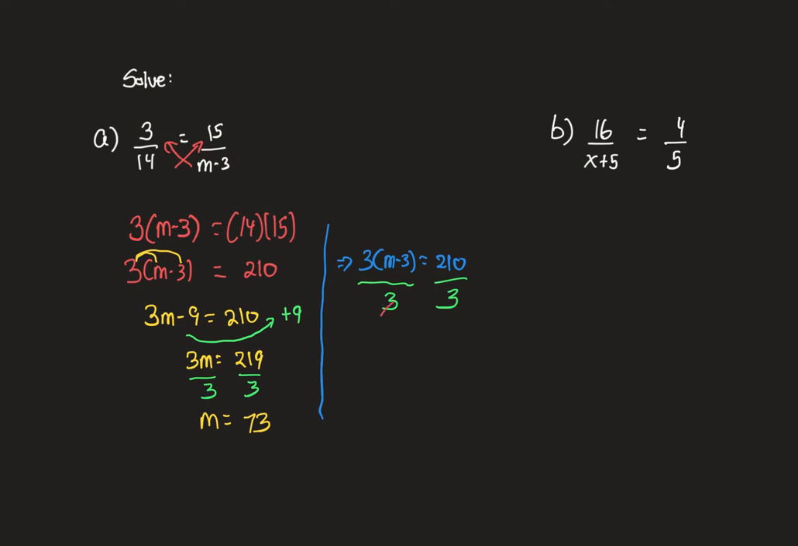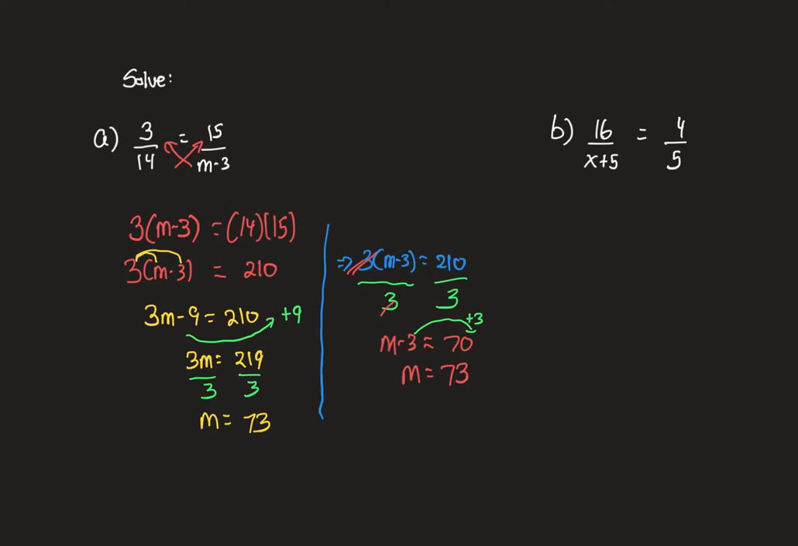Okay, and they would cancel out, leaving you with m minus 3 is equal to 70. And then you're going to add 3 to both sides. Remember, the opposite of a negative is a positive. The opposite of a bad situation is a good situation. A negative friend, you need a positive friend. Use any analogy you can think of. So m, in this case, should be 73.